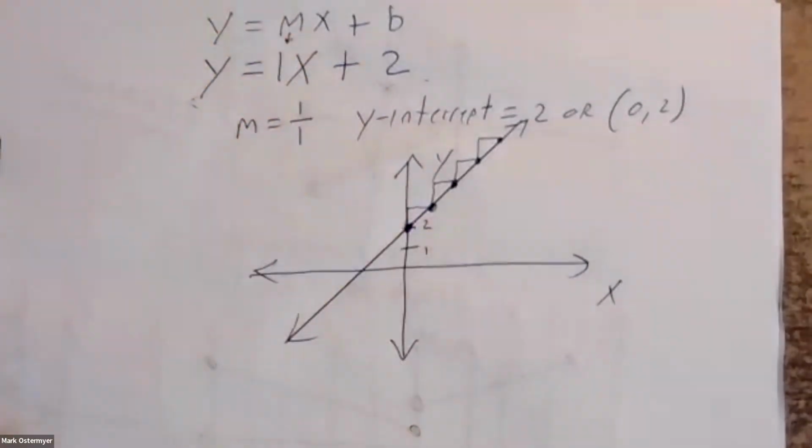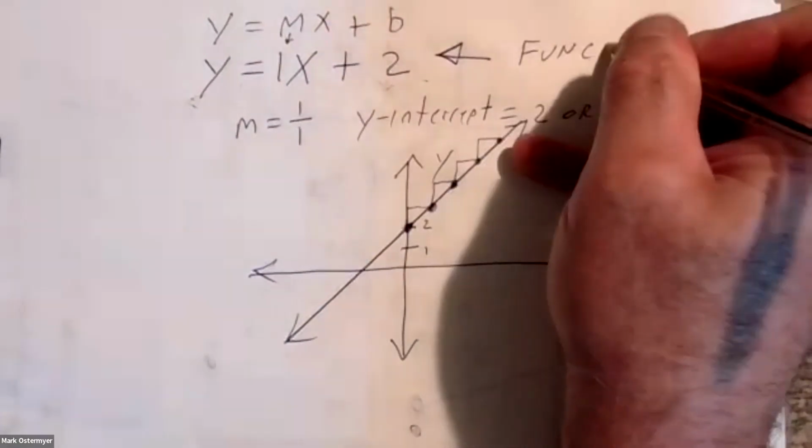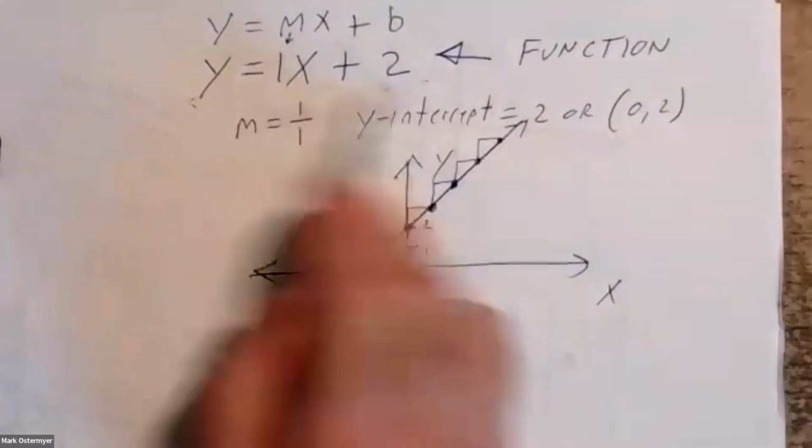Is this a function? Does its graph pass the vertical line test? Yes, it does. You are looking at a function. This is literally a function.